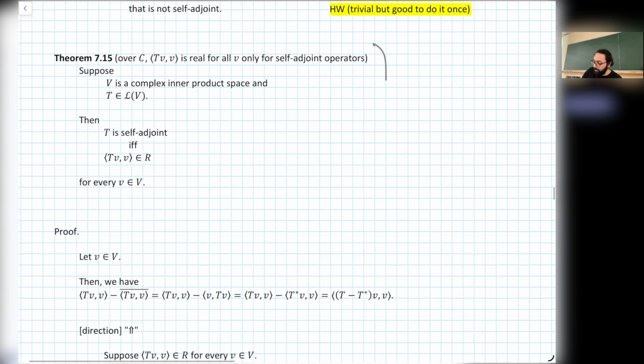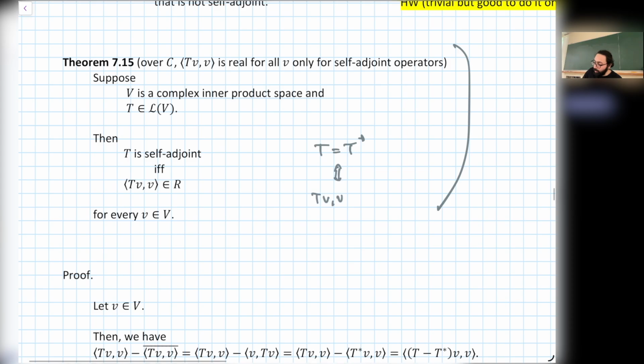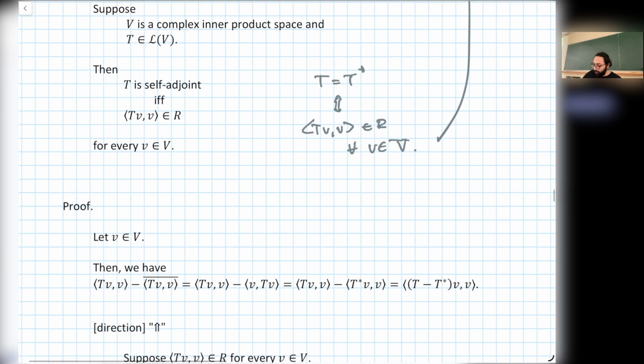Right. So this is the statement that we were looking at. We said T equals T star if and only if, sorry, the inner product ⟨Tv, v⟩ belongs to the reals for all v in the vector space. This is where we were, and this is what we wanted to prove. Okay, so let's see how one might consider proving this.